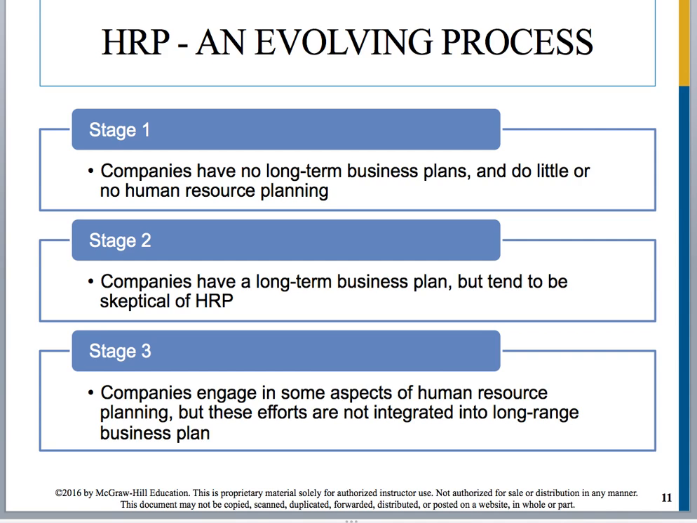So there's an evolving process. There's stages that take place in HRP. Stage 1 is that you have no long-term business plans. There's really little to no HR planning involved. Stage 2, you now have a long-term plan in place, but you're a little skeptical of your HR plan. Stage 3, you're engaging in some aspect of HR planning, but it's not fully integrated into your long-range business plan.